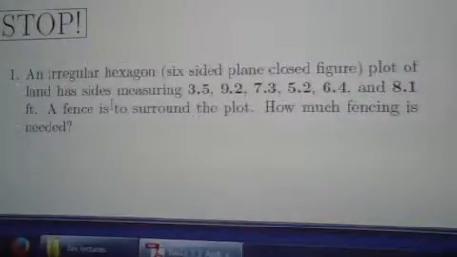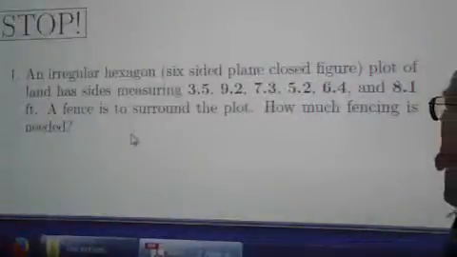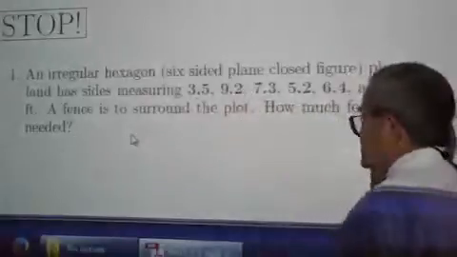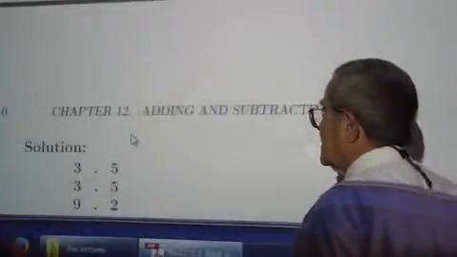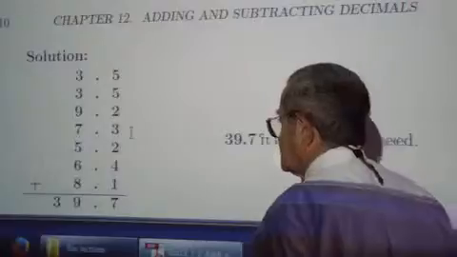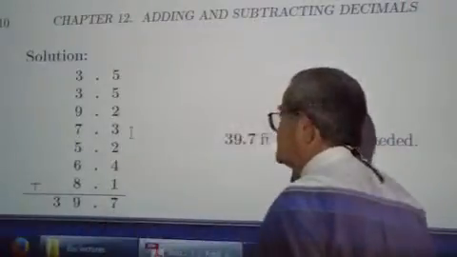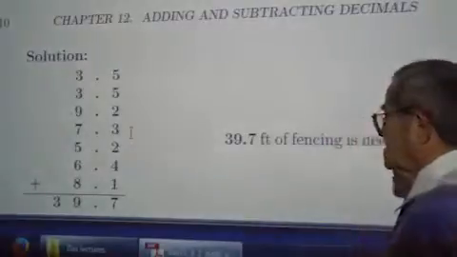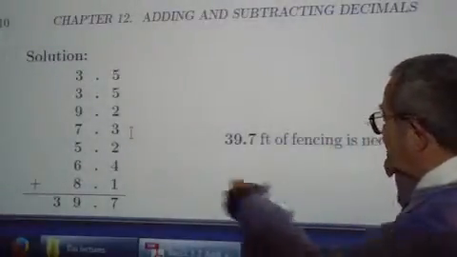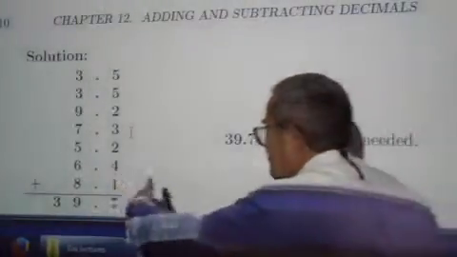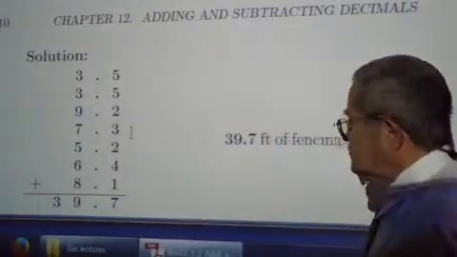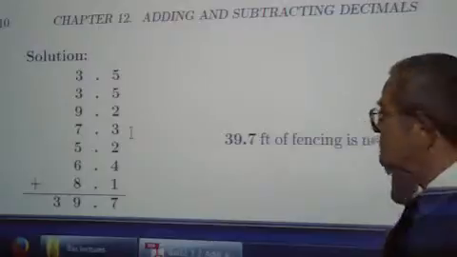Then we have the solutions to the next problem. We had an irregular hexagon with these sides, 3.5 and so on, and we wanted to add those numbers. And when we add these numbers, I came out with 39.7. These points are decimal points. I want to make sure that they line up, therefore they look so funny. Okay? They're not multiplication, they're decimal points. Did you get 39.7?